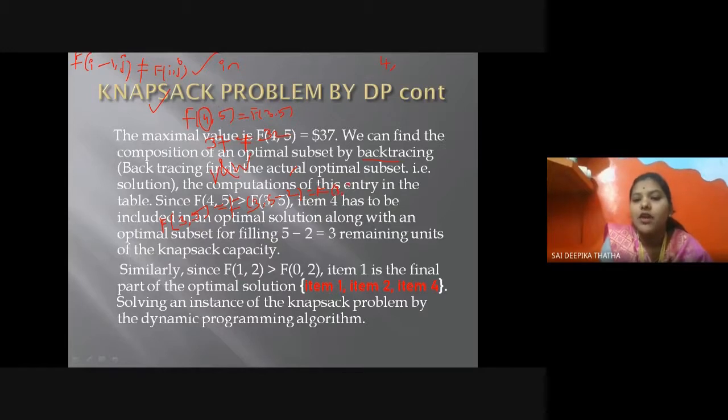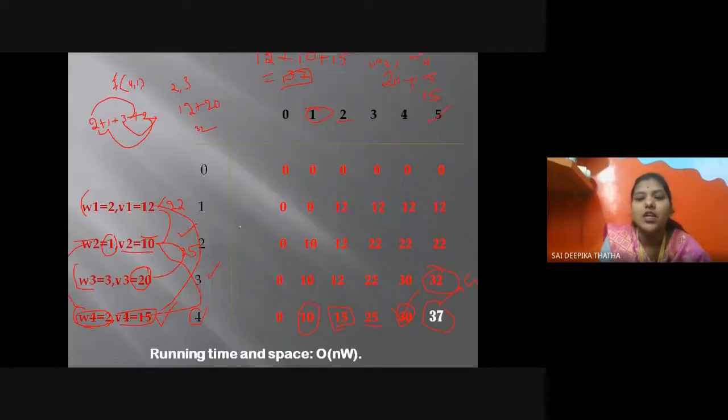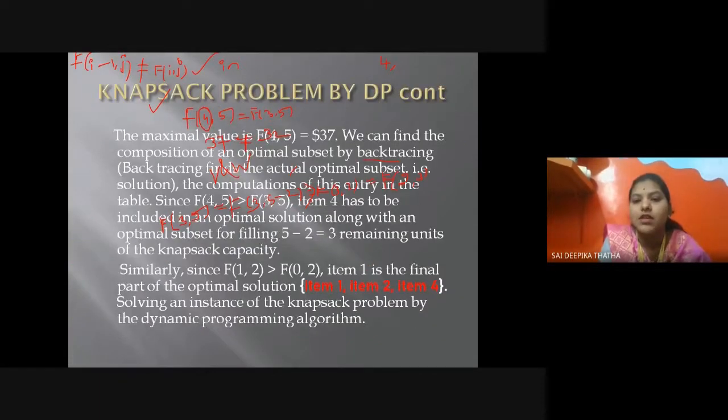If I want to find the next thing, I will find f of i minus 1 comma j. What is i minus 1? 3 minus 1, which is nothing but 2, and the j value is going to be 3. I need to get 3 comma 3 and 2 comma 3 values from the table. What is my 3 comma 3? It is going to be 22.